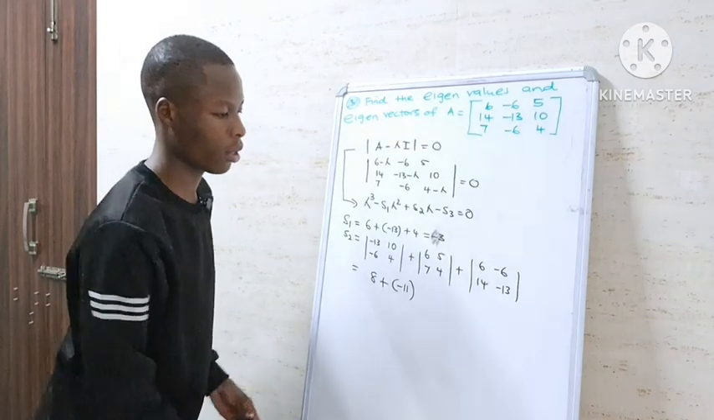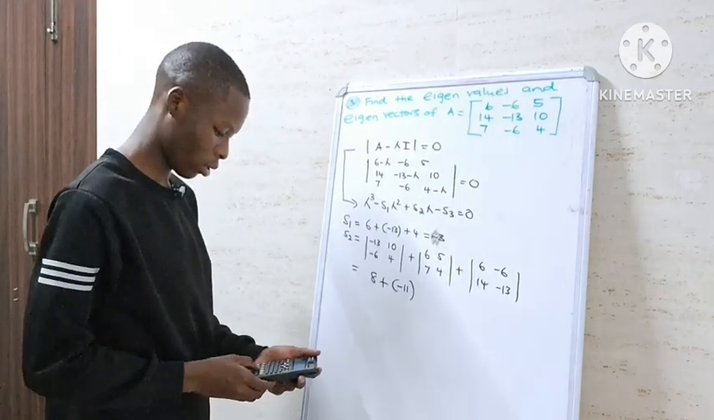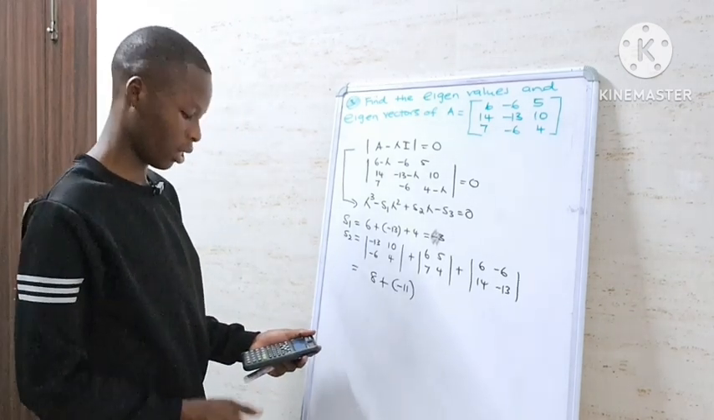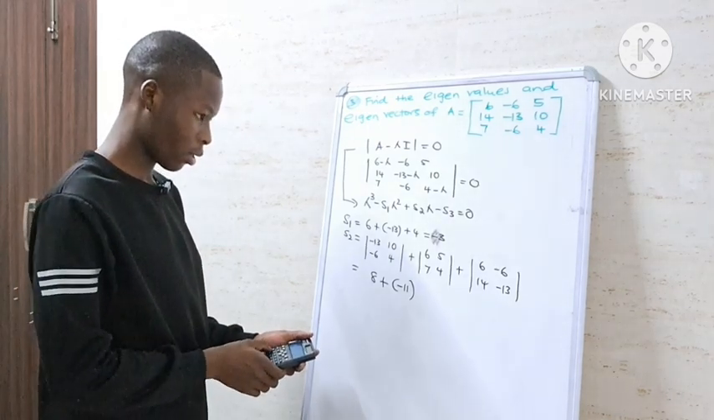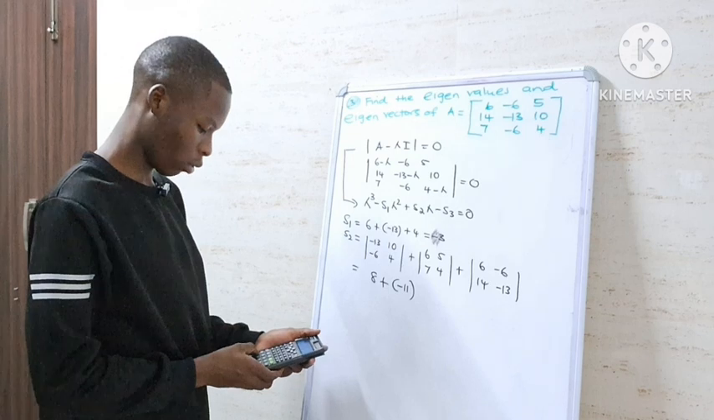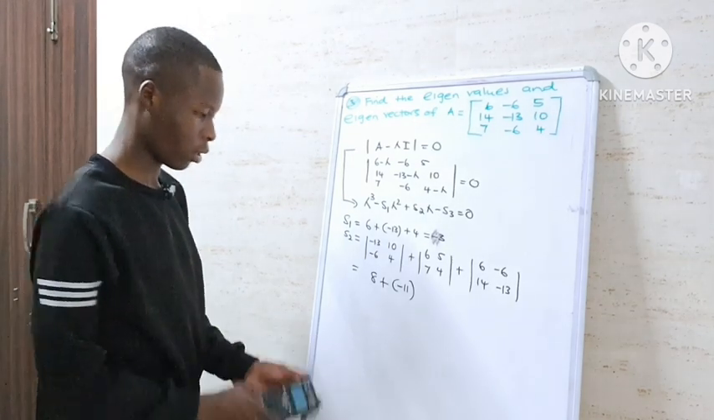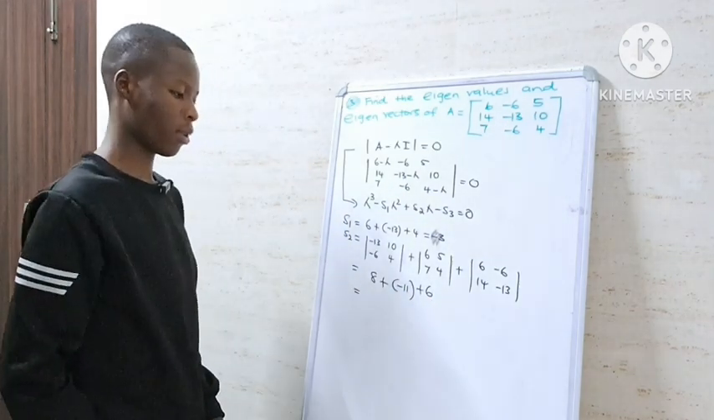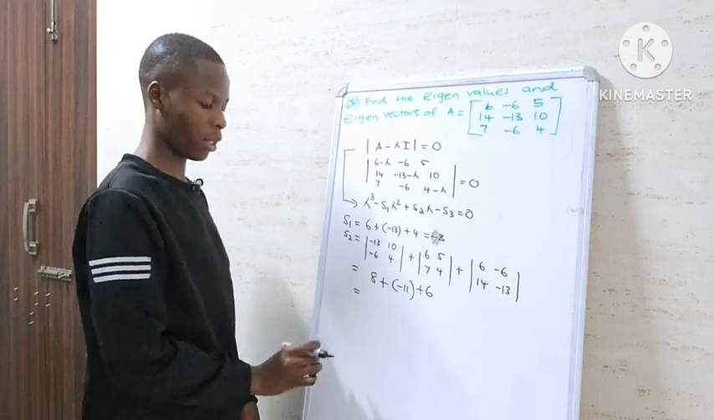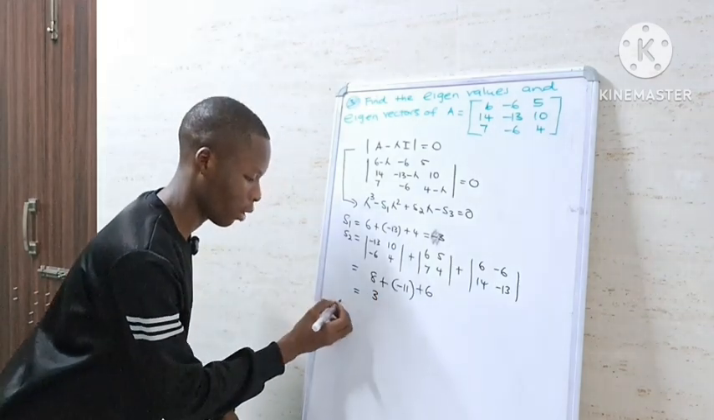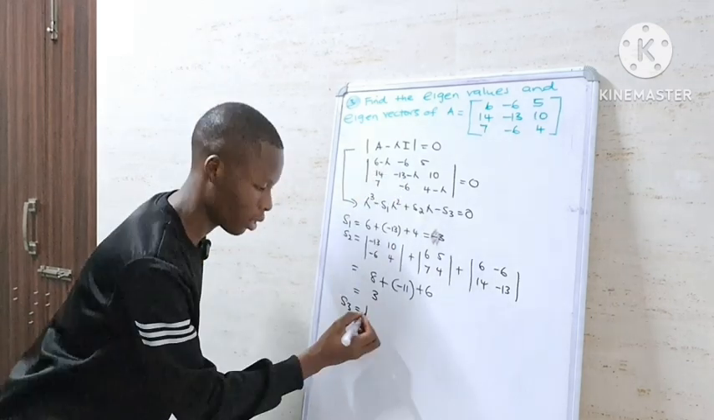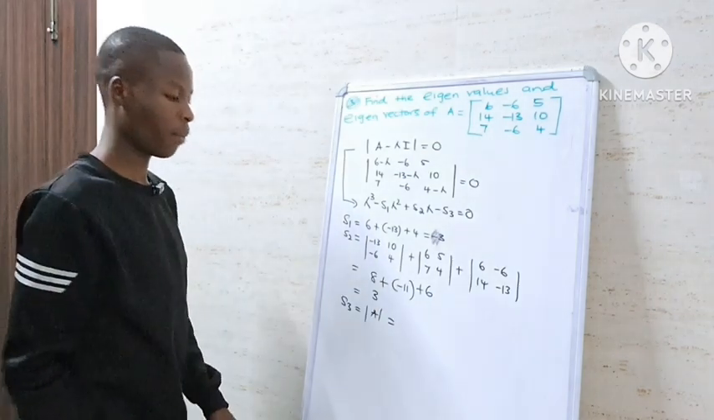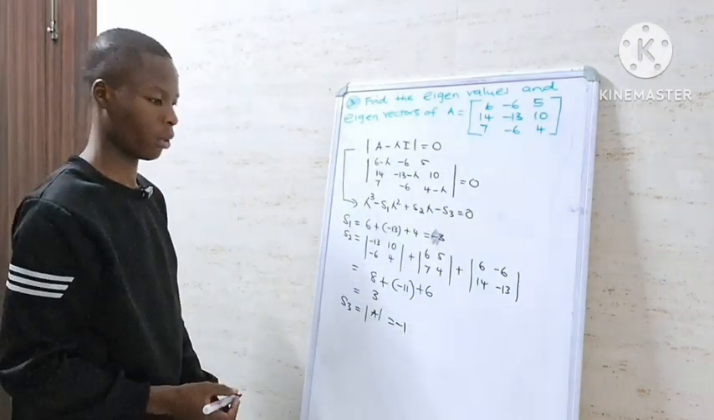This is 6 by negative 13, negative 78, subtract 6 into 14, which is 84. The answer is negative 162. Subtract 11, the answer is 3. S3 is nothing but the determinant of matrix A. Use your calculator to find the determinant of matrix A, which is equal to negative 1.